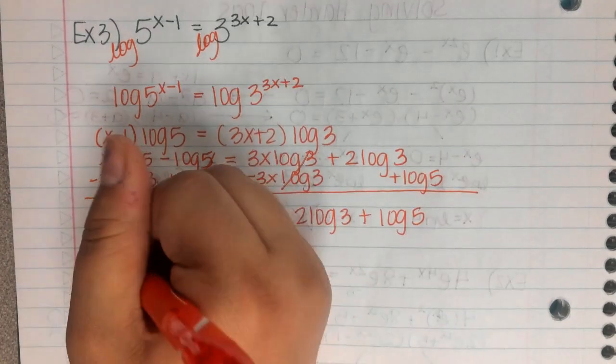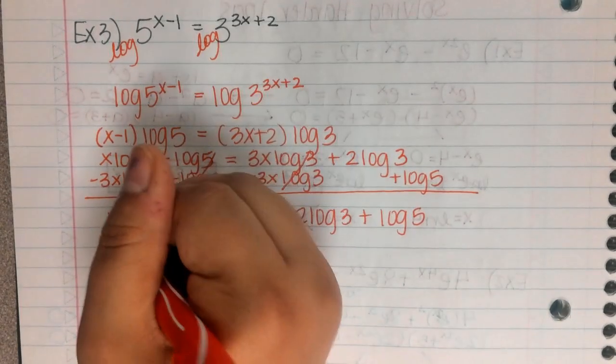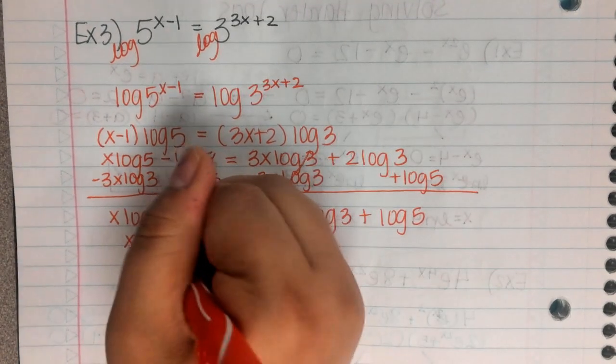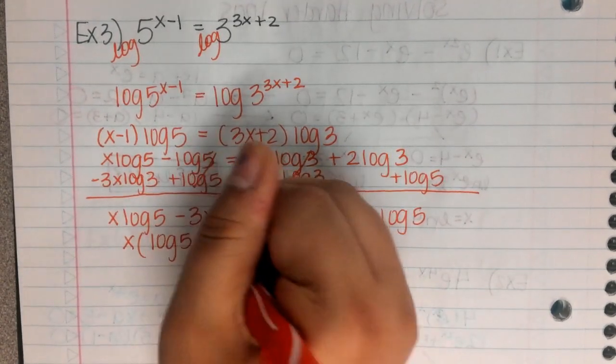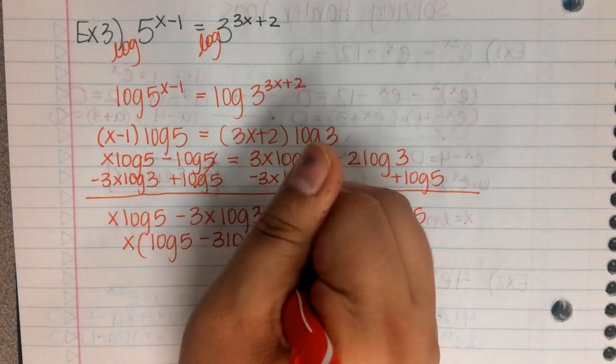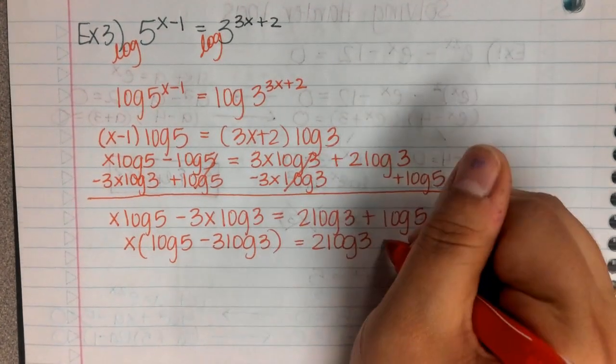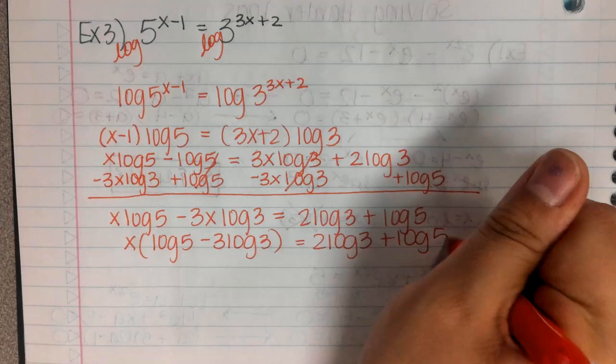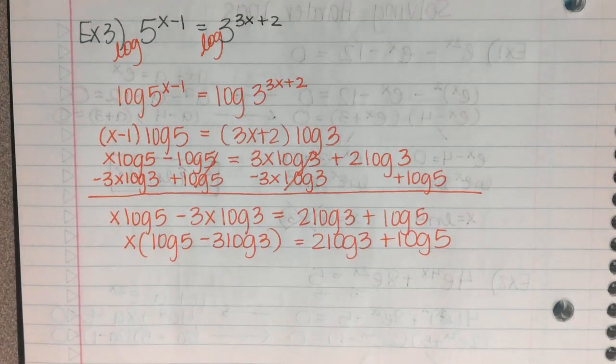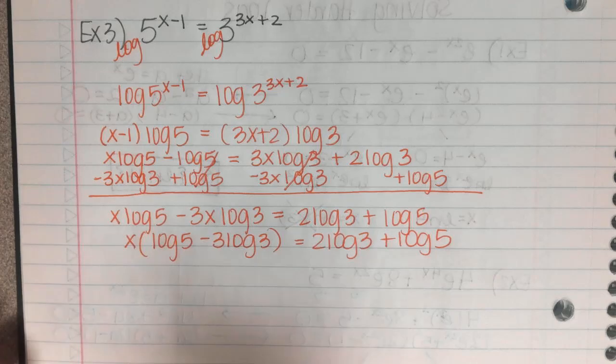Factor out the x's. I can factor out this x and write everything that's left. And I'm just rewriting what's on the other side. What do I got to do to get x by itself? Divide.